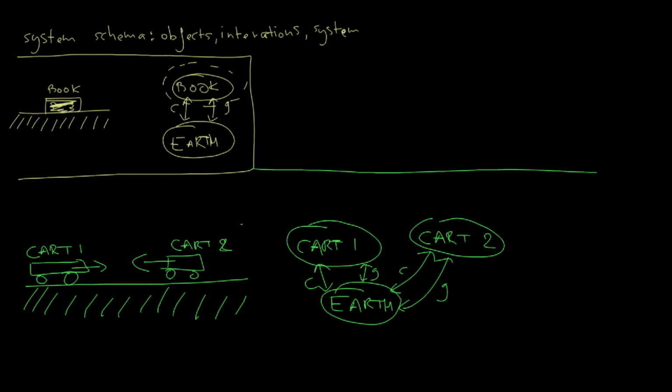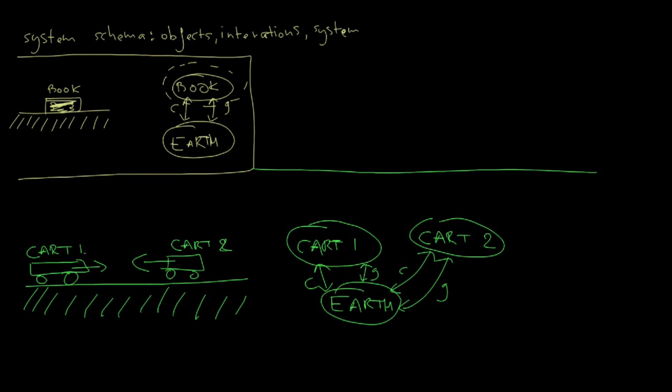Now, here is something important. There is, in principle, a gravitational interaction between cart 1 and cart 2. However, this one is very tiny. It is negligible compared to the other interactions. So I don't include it here. I don't include it in the system schema.